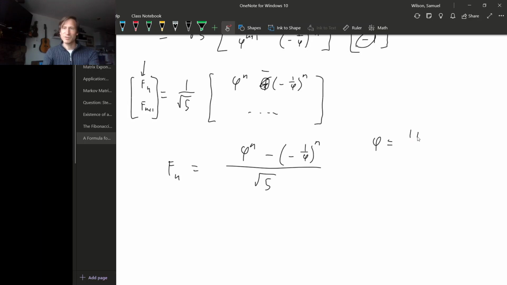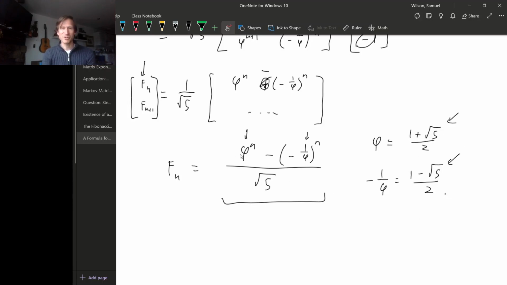And remember that phi is just the golden ratio, 1 plus the square root of 5 over 2. And minus 1 over phi is its negative sibling, 1 minus root 5 over 2. So this formula produces the Fibonacci sequence, which is kind of amazing because these numbers, phi and minus 1 over phi, are both irrational. They both are built out of the square root of 5 together with some rational numbers. But when you combine them in this particular way and divide by the square root of 5, the result is always an integer.